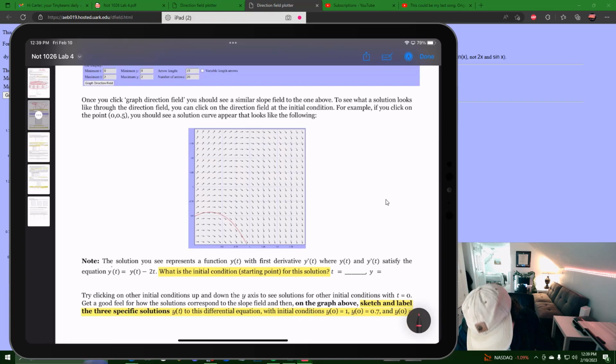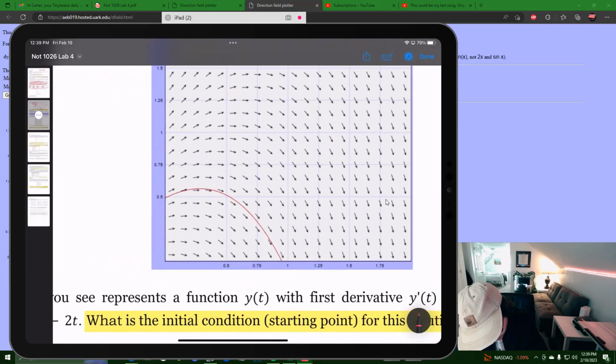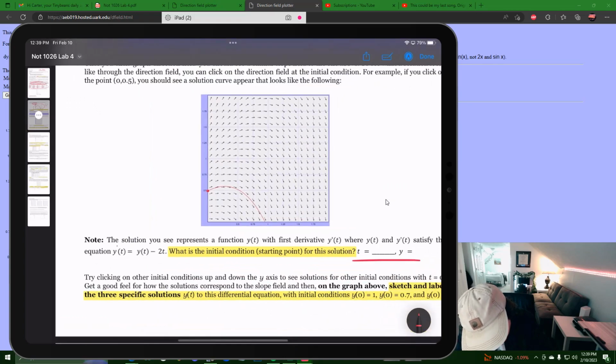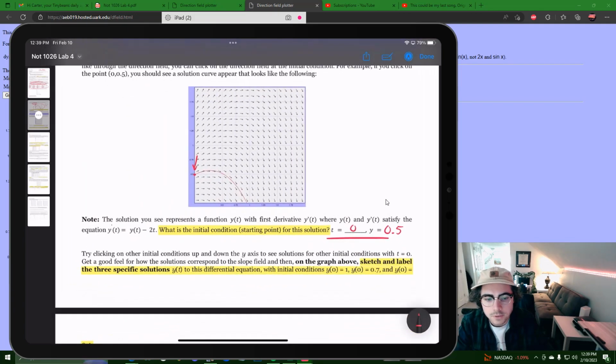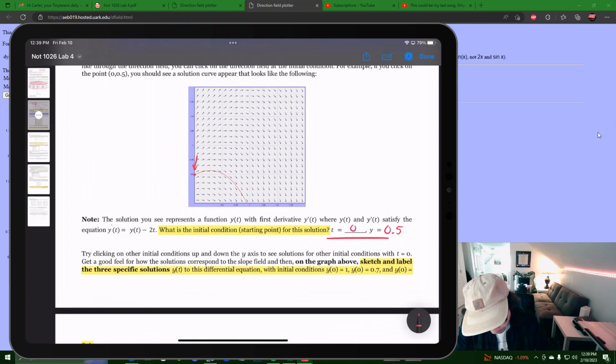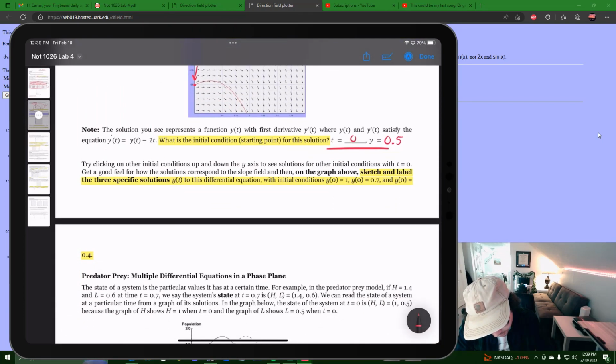So what do they say? The solution you see represents a function. What is the initial condition of this point? If they're talking about this one, the initial condition is that you're starting at 0 for the t value, but you're starting at 0.5 for the y value, right? At that point right there. So that's all there is to it. Try clicking on other initial conditions and get a good feel for how it works.